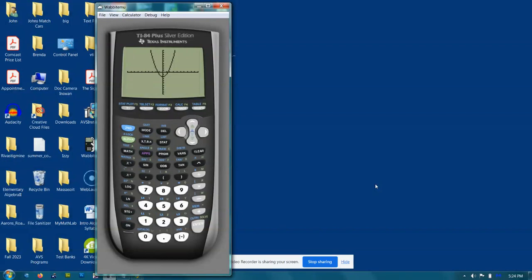Number 13, another radical. Let me clear this off, and it's the square root of x plus 4. Second function, the square key, and the radicand is x plus 4. And hit graph. I've got an x-intercept of (-4, 0) here. That was number 13, which would have been letter D.